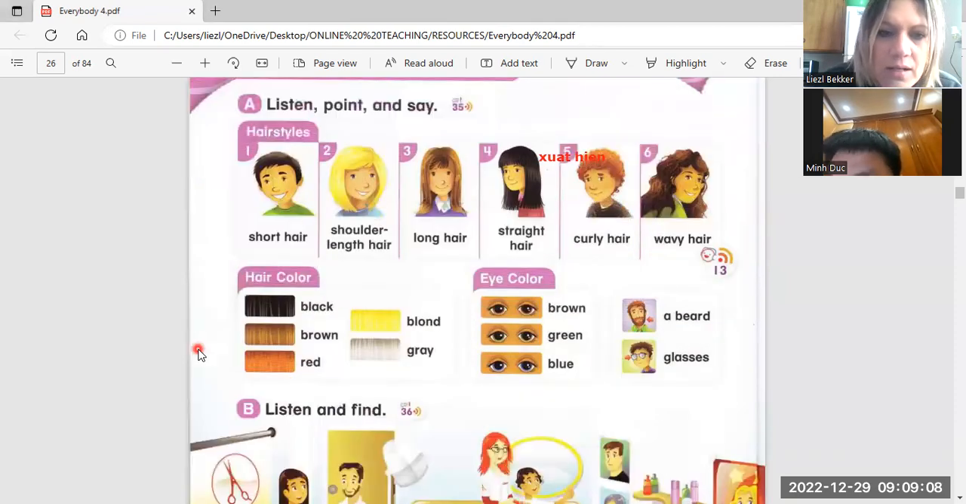Okay, good. Right, hair color: black, brown, red, blonde, gray. Brown eyes, green eyes, blue eyes. A beard. No, beard. Glasses. Tell me about your hair color and eye color.